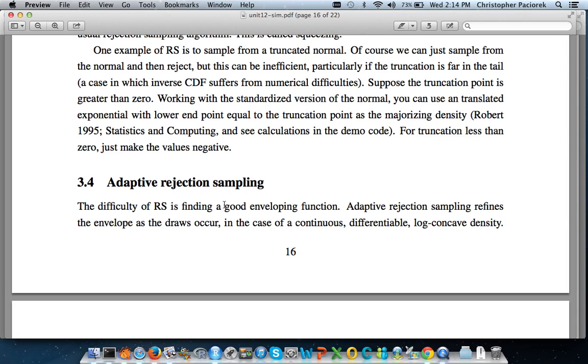So this would be the log of f of x. This being concave means that if I take any two points on this curve and draw a line between them, that line is always going to be under the curve. That's the definition of concavity here. The nice thing about having a concave function is, let's suppose I take a few points along the curve and draw the tangents to those points.